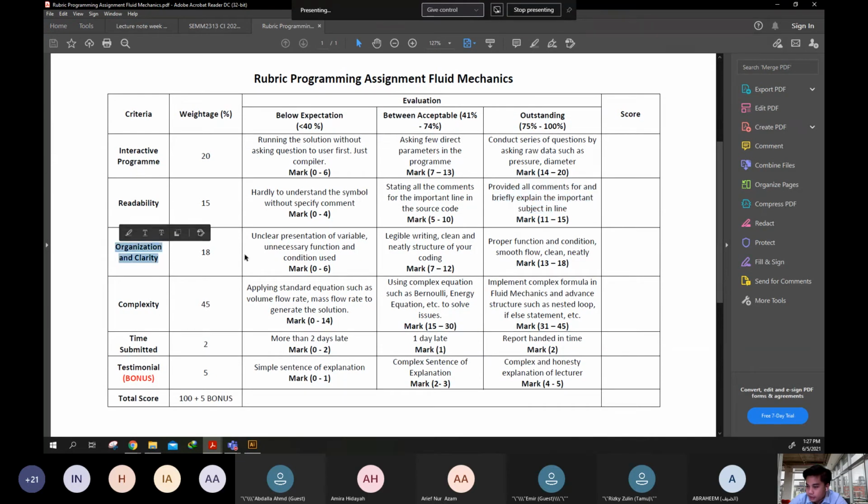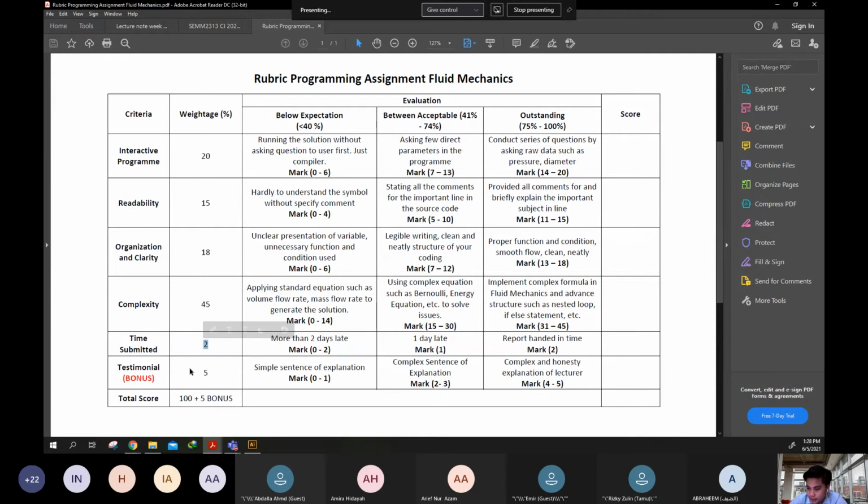Organization and clarity: your coding, proper function and condition, smooth flow, and clean and neat. Okay, this is the most important, contributing 45, the major part of the mark. Complexity: I want to look at the complexity of your codes, implementing the complex formulas in fluid mechanics, and advanced structures such as nested loops, if-else statements, and etc. Time submitted: if you submit within time, you get 2 marks.